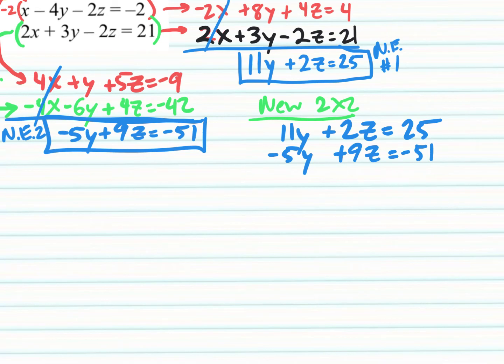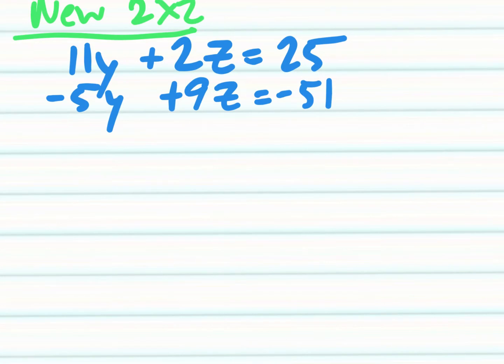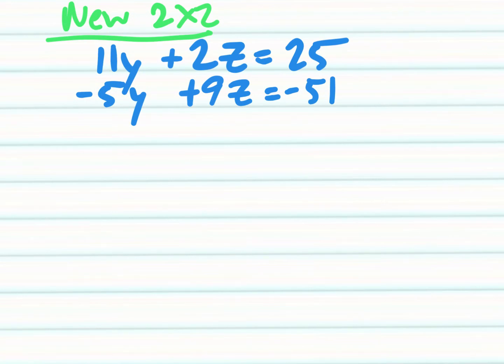So now, what do you guys decide to do? What do you guys want to do here to solve this 2x2 system? Cancel out the y's or the z's? I would say z's, right? I'd rather deal with 18 and negative 18 as opposed to 55 and negative 55. So let's go with the z's. Let's multiply this by what?